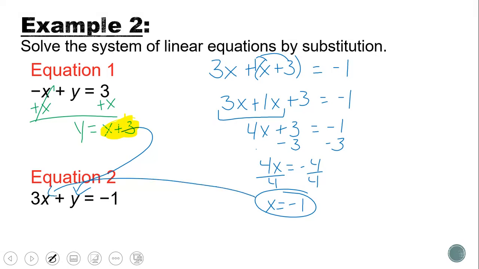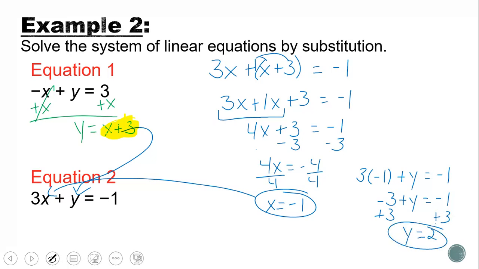Okay? If I do that, I'm going to get my y value, 3 times negative 1 plus y is equal to negative 1. So I get negative 3 plus y equals negative 1. And if I solve for y here, I'm going to get my y value equal to 2. So x is equal to negative 1, y is equal to 2. Remember, my final solution is an ordered pair. So in this case, it is negative 1, 2.